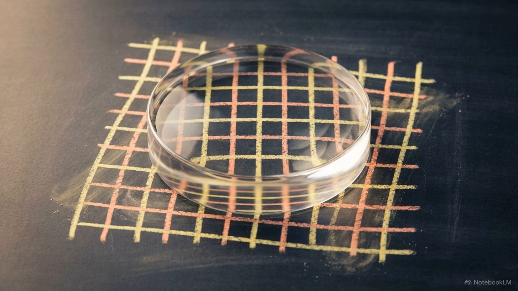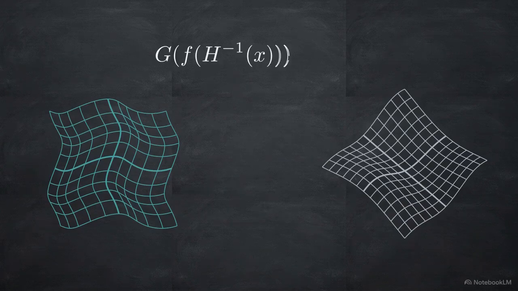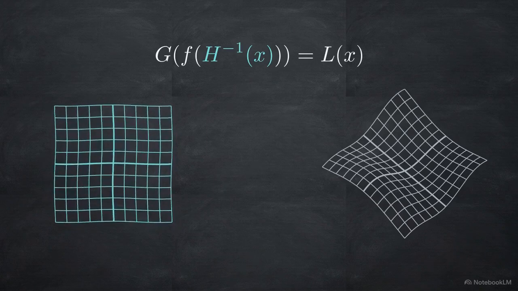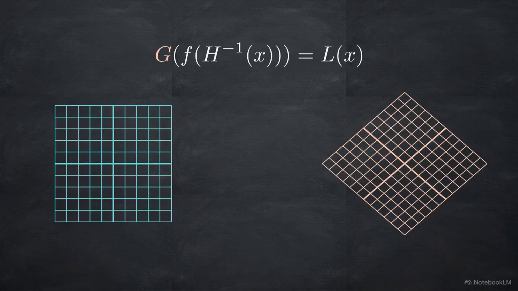By applying the right diffeomorphism, we can straighten out singular, nonlinear behavior without breaking the underlying space. Our objective? Find local coordinates where function f becomes a simple linear projection. Algebraically, g of f of h inverse of x equals L of x. H inverse straightens the input grid, while g flattens output curvature into a purely linear projection.